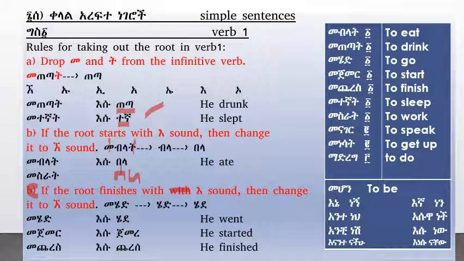Only study the conjugation. To study the conjugation, attack the root: how to extract the root, how to take out the root from the infinitive. The infinitive, there is no shortcut. Memorize. መብላት to eat, መጠጣት to drink. Now you know how to read.